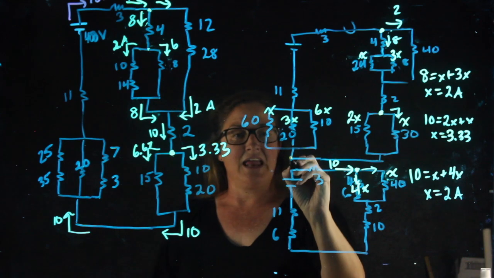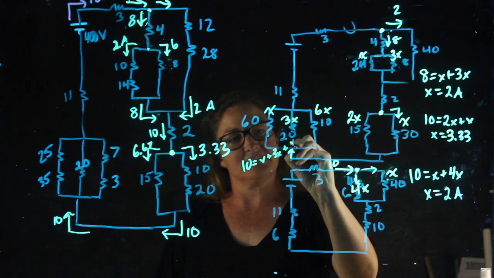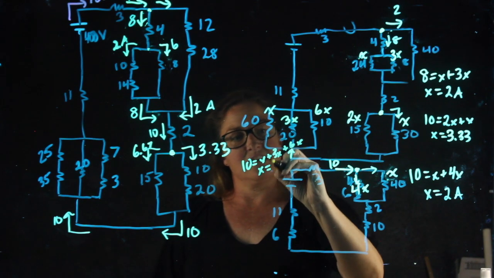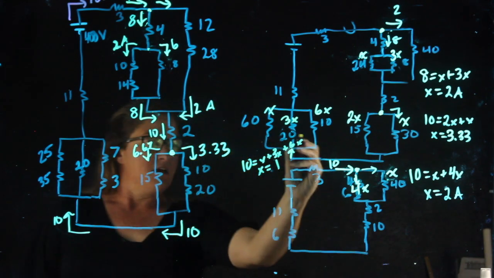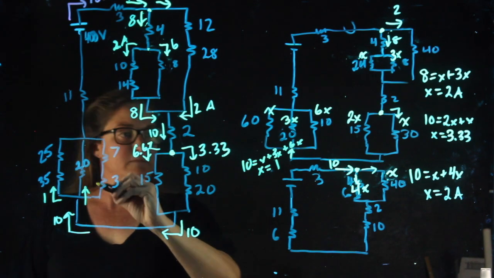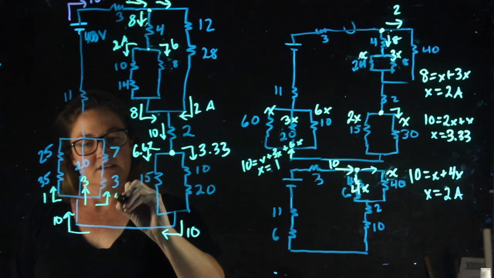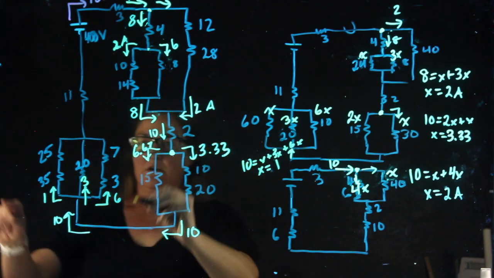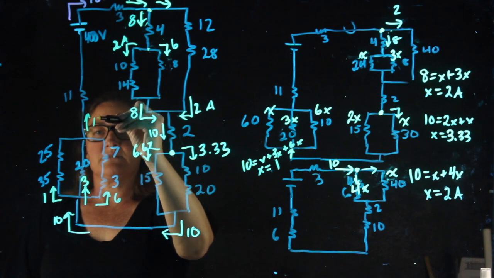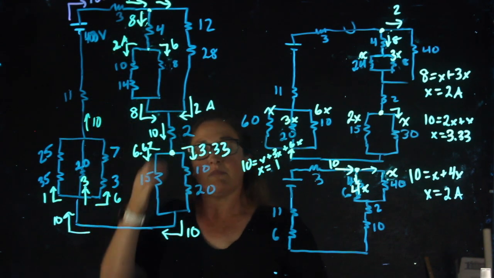So bringing in 10 amps here. 10 equals X plus 3X plus 6X. X is 1 amp. 3X, 3 amps, 6 amps. Join back together to 10, and it'll be 10 all the way back to the battery.